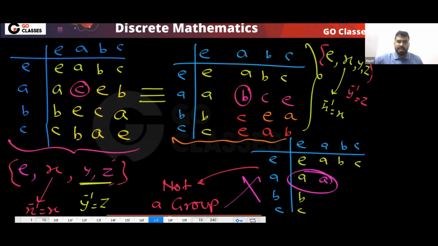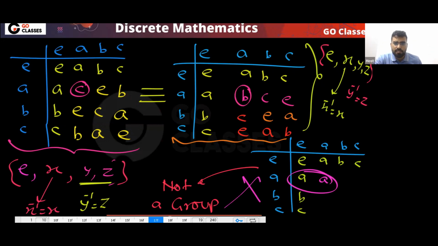Isomorphism basically means that they have the same template. If you notice, these two have the same template, because there is one identity element here, and here also an identity element. Here one element is inverse of itself and the other two elements are inverse of each other, and here also. So these two structures are actually isomorphic.